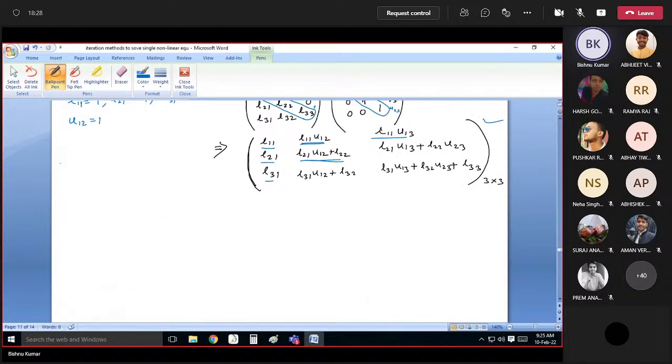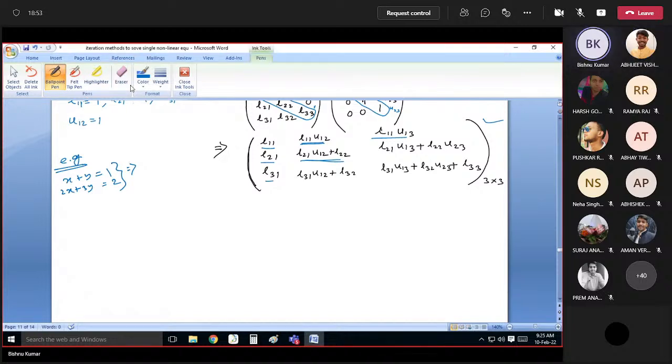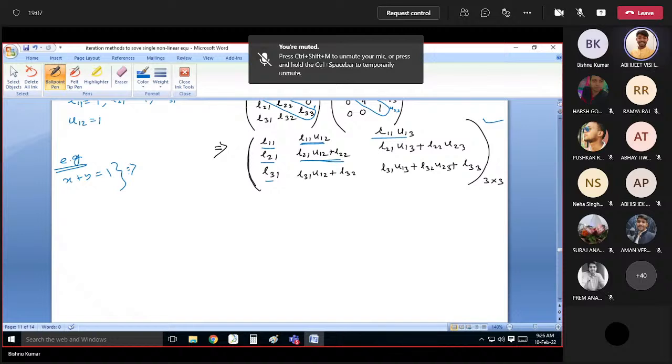In a bit more detail, for example, if I ask you to solve x plus y equals 1 and 2x plus 3y equals 2, can you solve this? Is it clear? Quickly say yes, you can solve. Now, if I ask you to solve just this equation, x plus y equals 1, what is the solution then? It's an infinite solution, no?